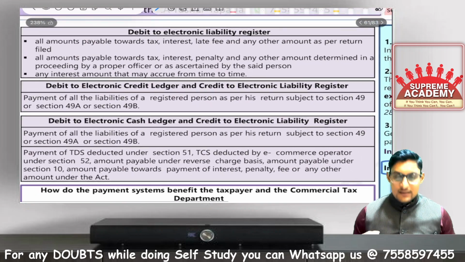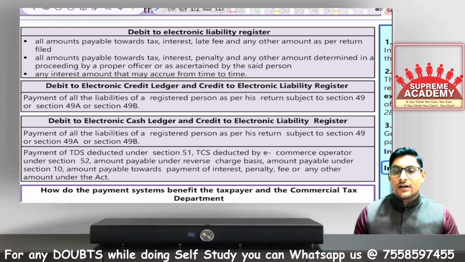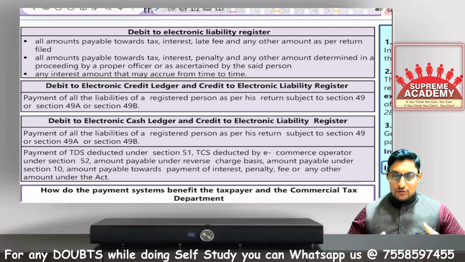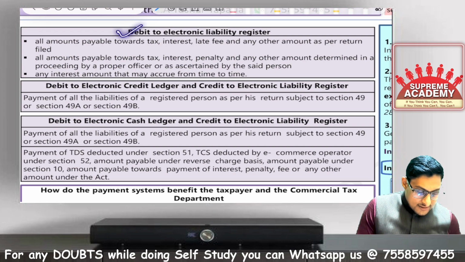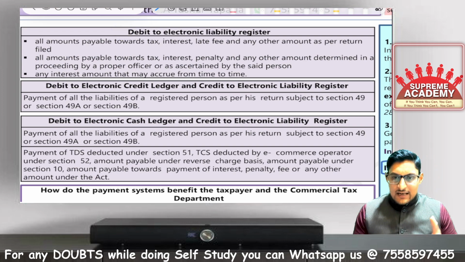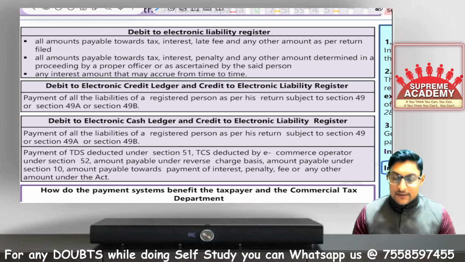Now, when any new liability is being created, say for example, I have not paid tax for the current period, and now my name is going to be registered under the liability register. So that amount, that ledger is debited. Every time the liability increases on the taxpayer, the electronic liability register will be debited.